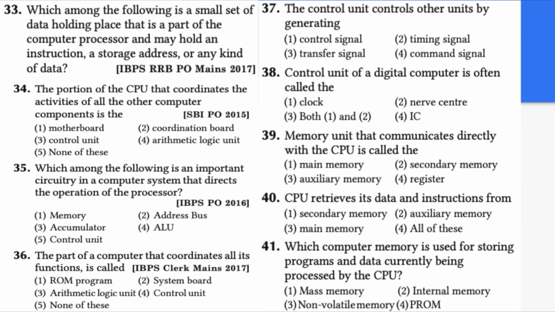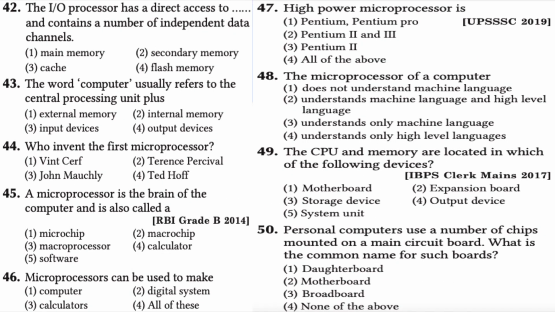Finally, question 41. Which computer memory is used for storing programs and data currently being processed by the CPU? Here, the correct answer is 2. Internal memory. Internal memory is used for storing programs and data currently being processed by the CPU, ensuring quick access during operations.